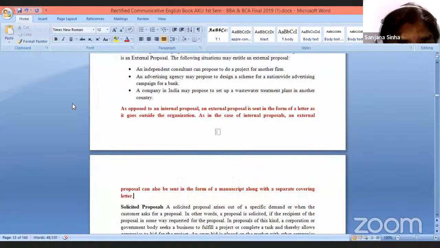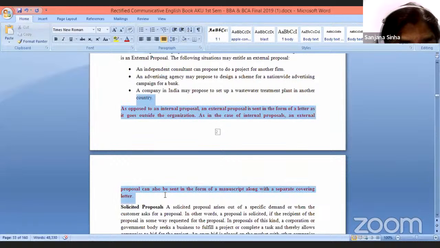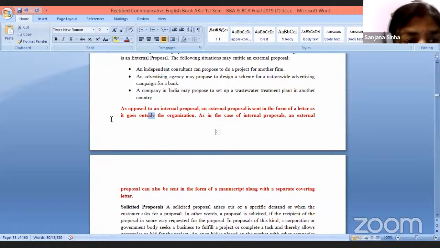How is an internal proposal different from an external proposal?